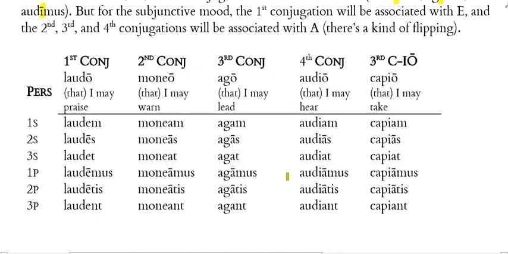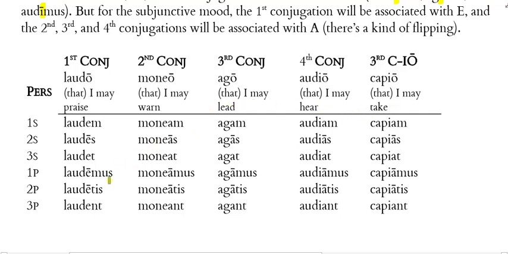So let's take a look at what happens when we do this. And I've got a chart here. This is first, second, third, and fourth conjugations. And then remember, we have third conjugation io verb forms that are really third conjugation, but they look a lot like the fourth conjugation because of the extra I that shows up. So I've given you a gloss where assuming that the subjunctive verb occurs in a purpose clause, which we're going to talk about later, you could translate these as that I may praise, that I may warn, that I may lead, that I may hear, that I may take.